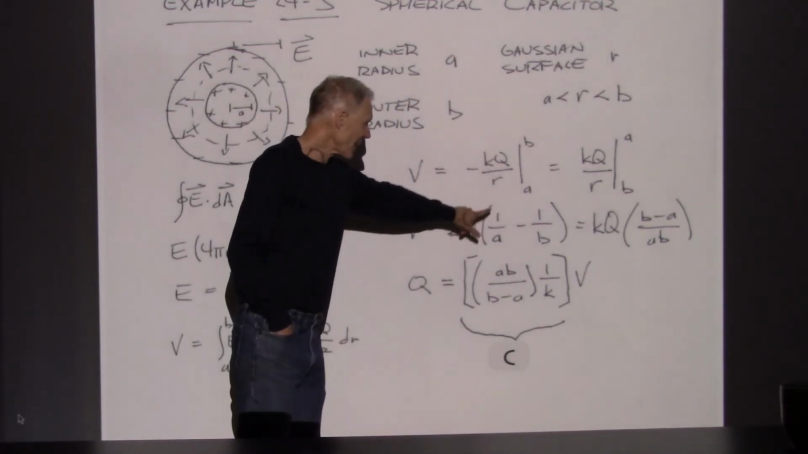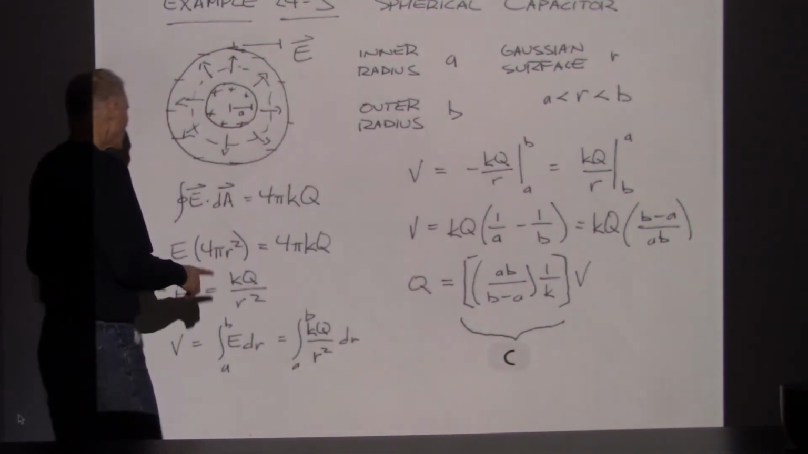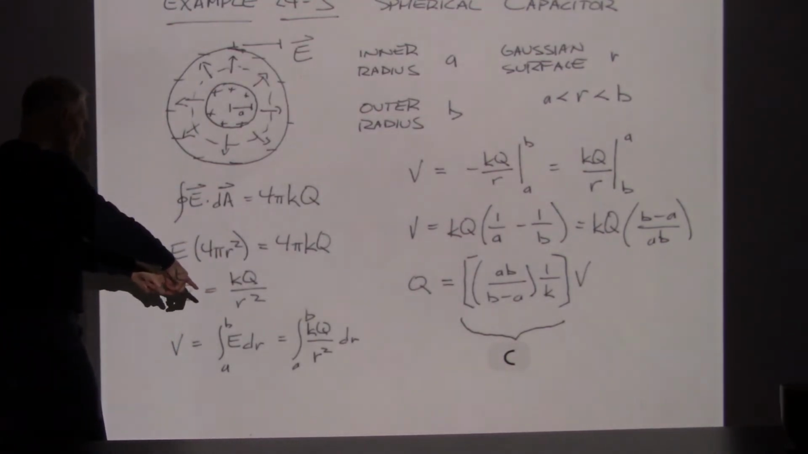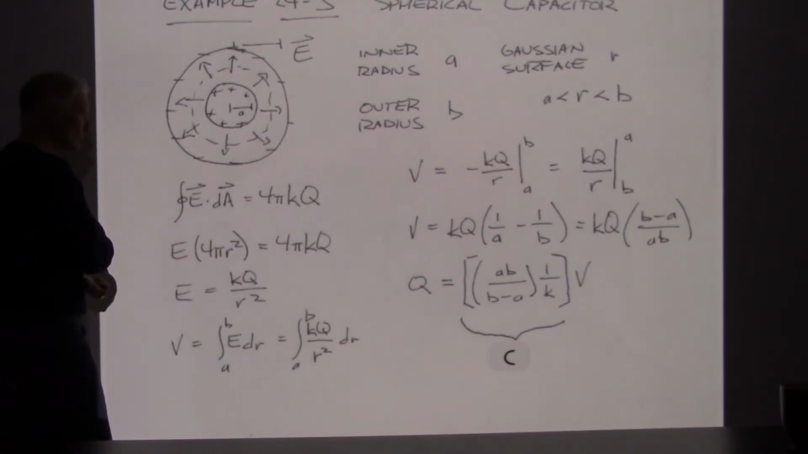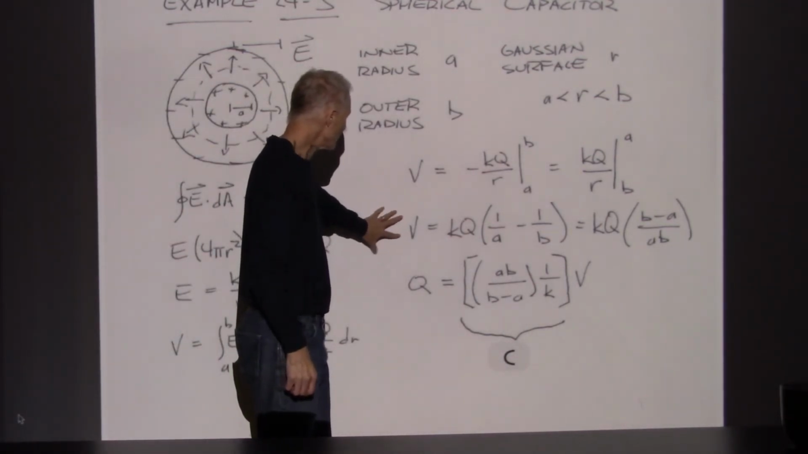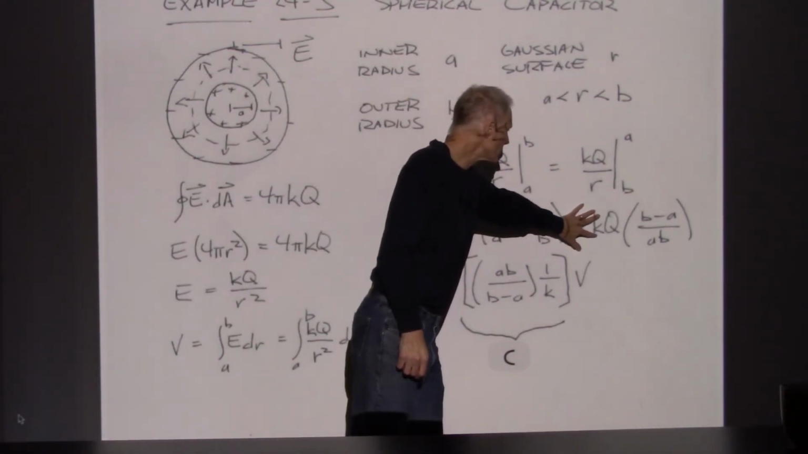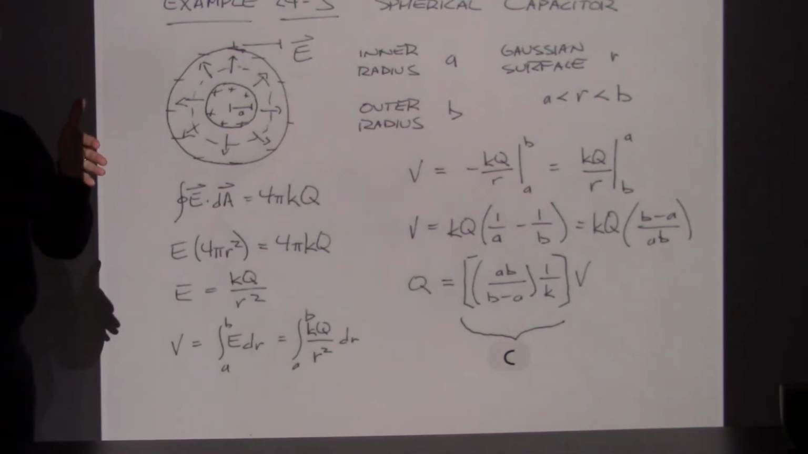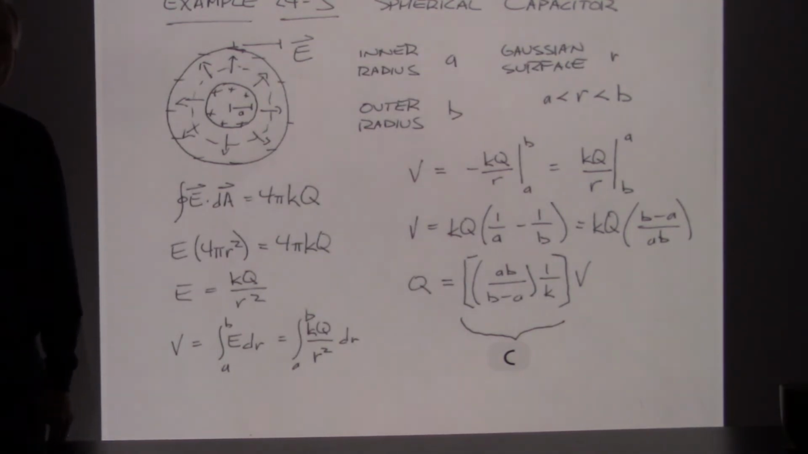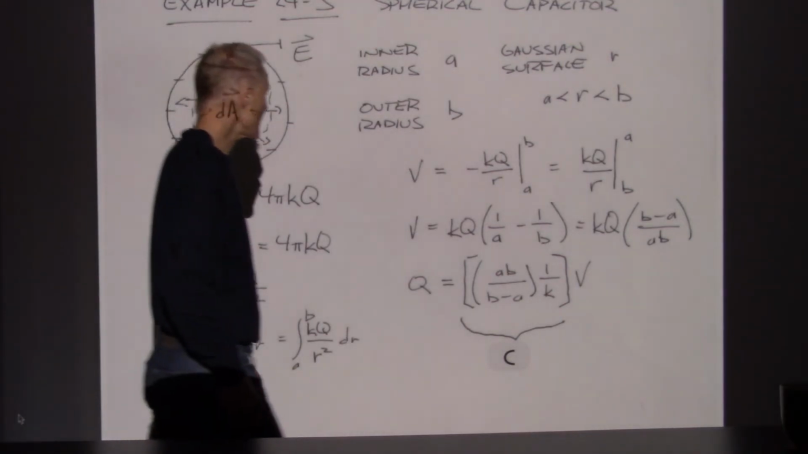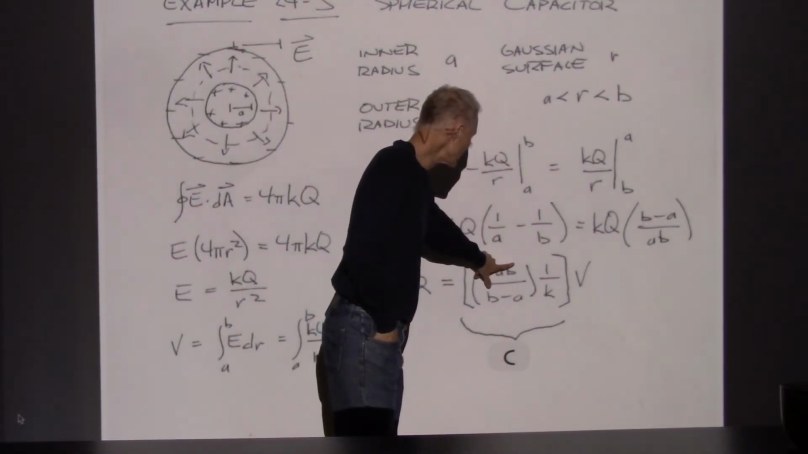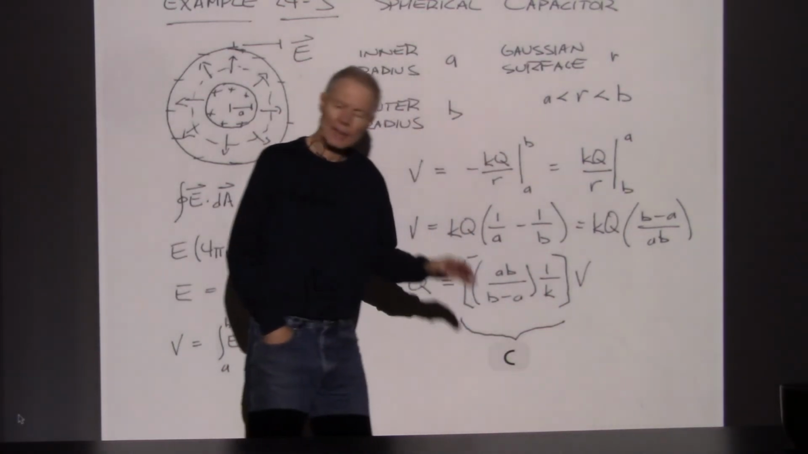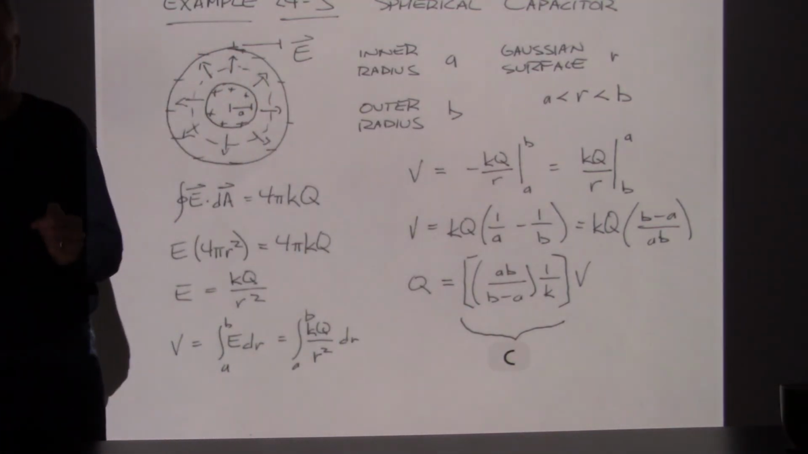Once again, we're going to take that equation and solve it for q. So we got the electric field in terms of q. We use the electric field to solve for the potential. When we get the potential, potential is a function of q. We take that formula, solve it for q, and then we look and observe what parts of that is the capacitance. And the capacitance here is going to be given by ab divided by b minus a times 1 over k. So every one of these formulas has a 1 over k in it.